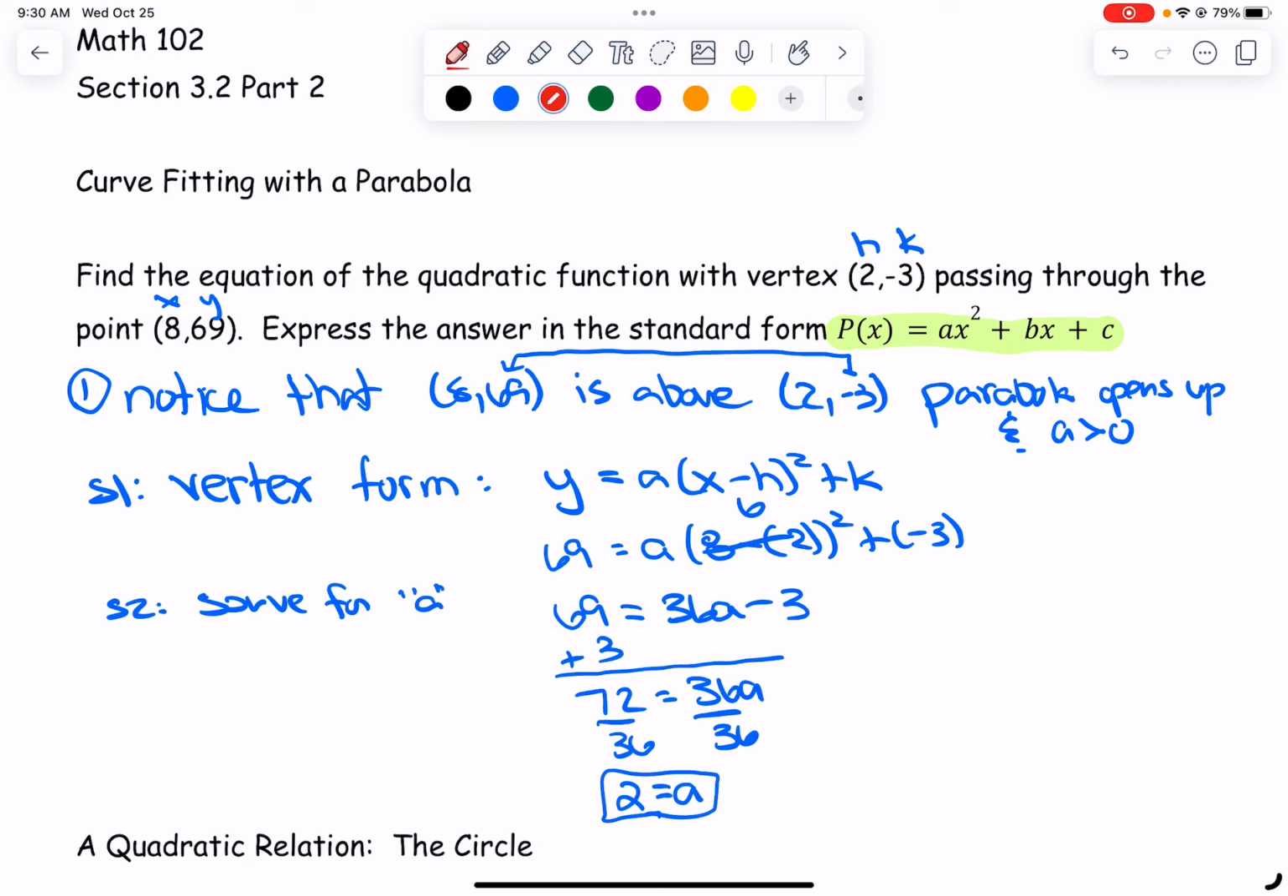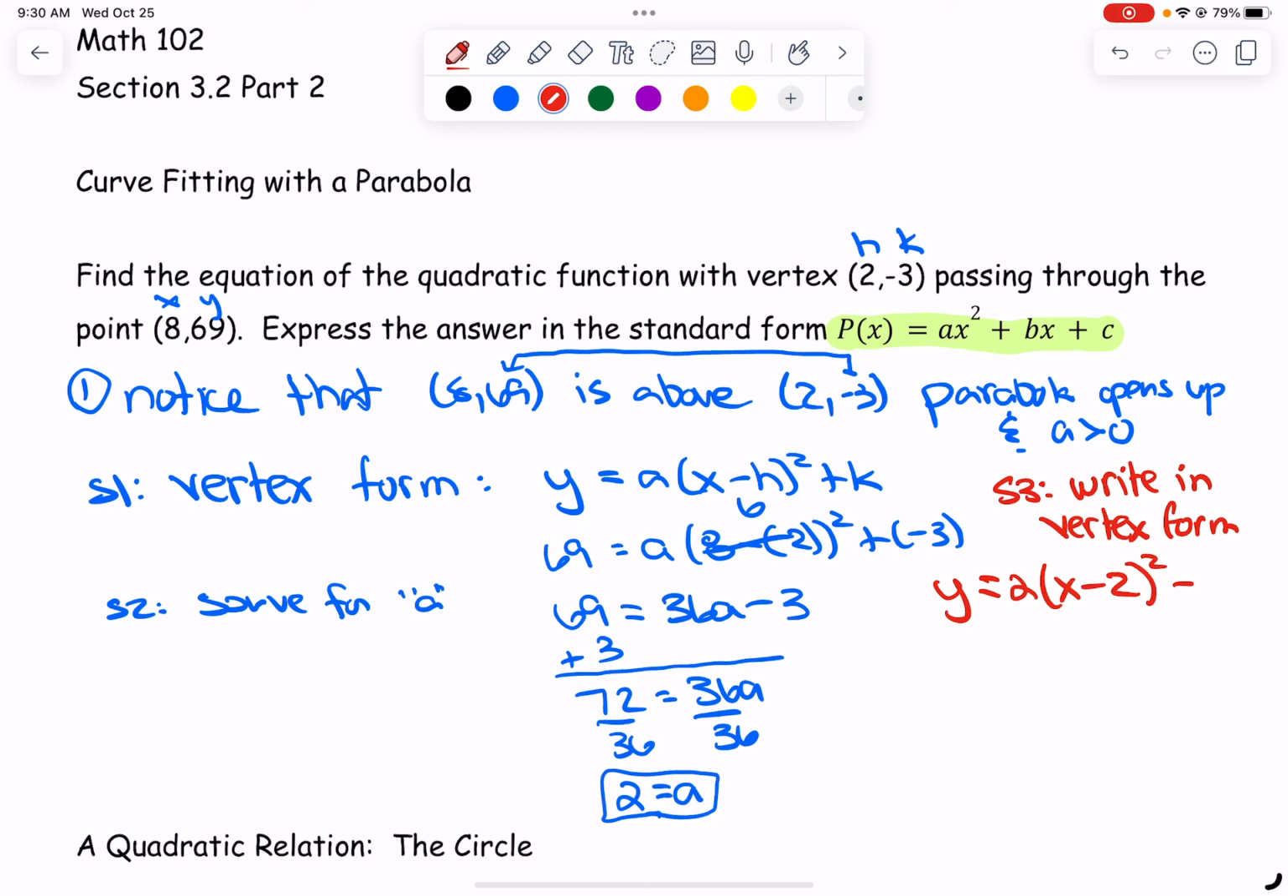Step 3, we're going to write the equation in vertex form. So we have y equals 2 times (x minus 2) squared minus 3. Then as our final step, we're going to rewrite to standard.